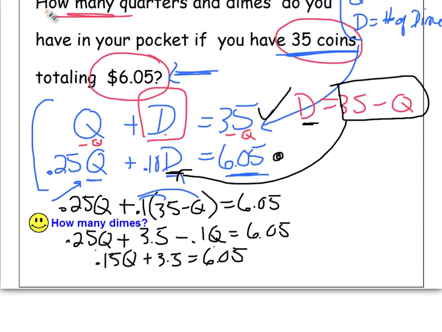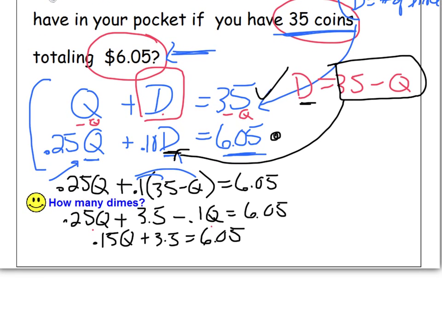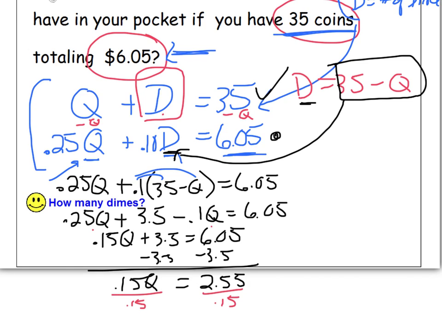Okay. To get Q by itself, I'm going to have to move the 3.5. It's plus, so I'm going to subtract. Get out your calculator, do 6.05 minus 3.5. You're going to get 2.55 equals 0.15 Q. To get Q by itself, divide by 0.15 on both sides. And this should tell us how many quarters there are. So use your calculator, take that, divide it by 0.15. This comes back that there are 17 quarters.